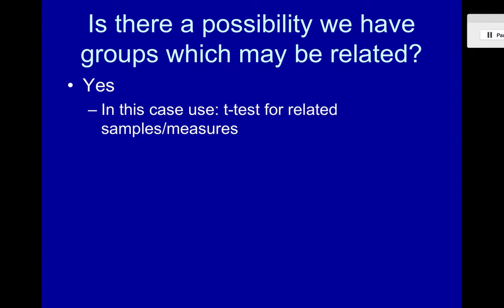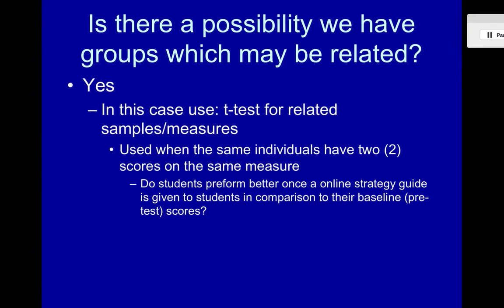We can have individuals being used in both of our groups that are the same individuals, or we're looking at their pre-test versus post-test differences. In that case, rather than using an independent samples t-test that would allow us to compare different individuals who are in different groups, we're now using the same individuals across both groups.